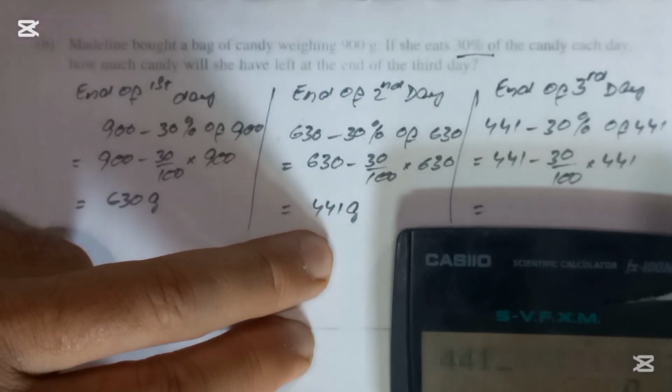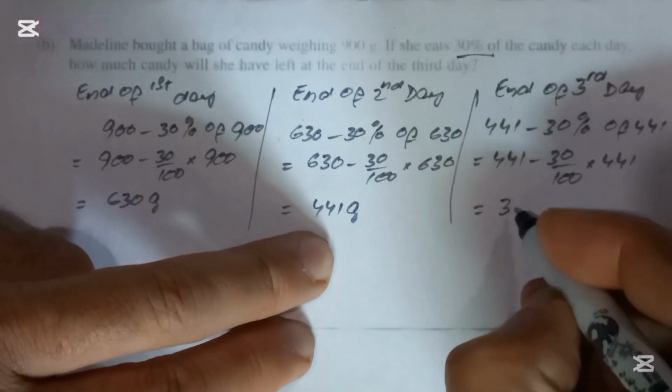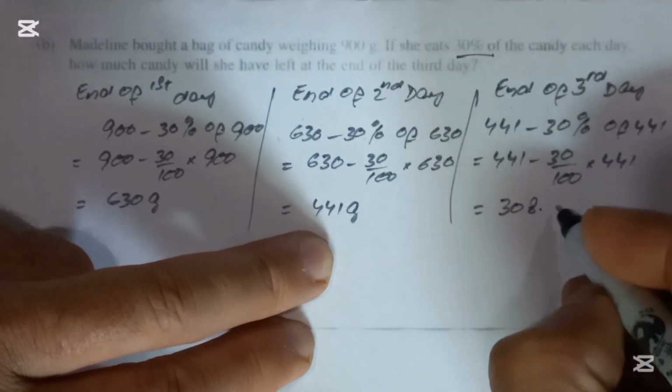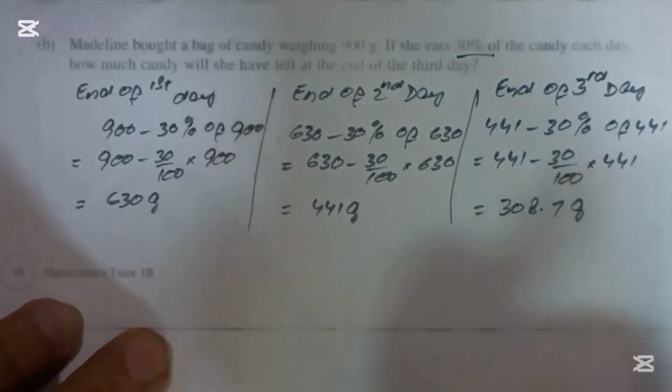441 minus 30% of 441 is equal to 308.7 grams. So these are the candies left at the end of the third day.